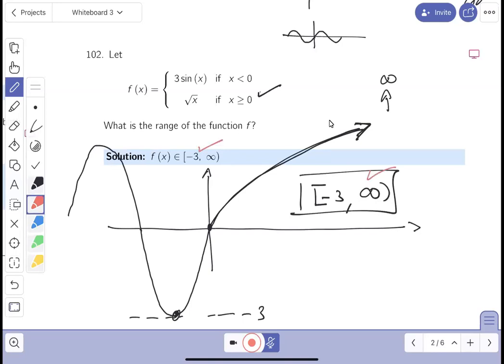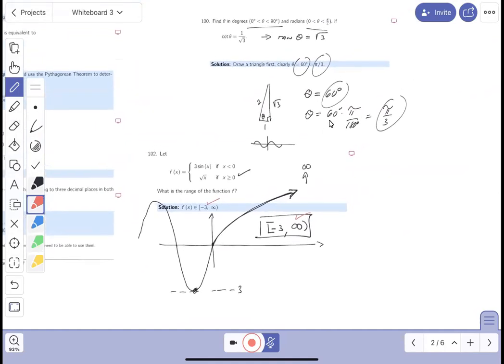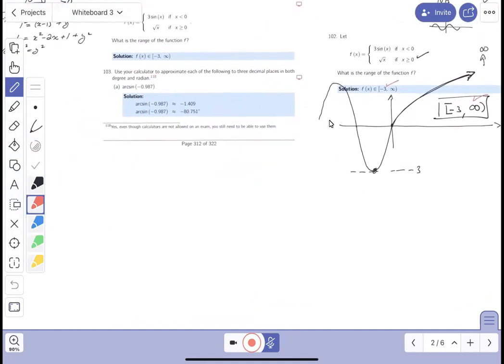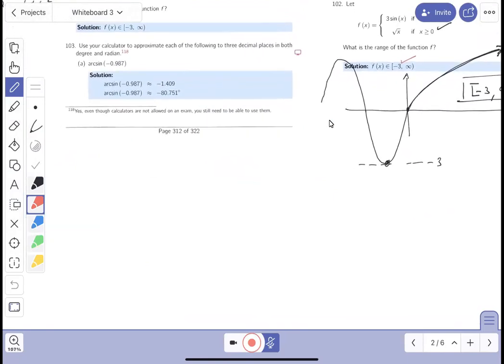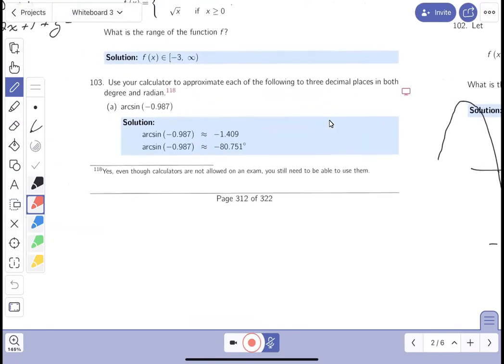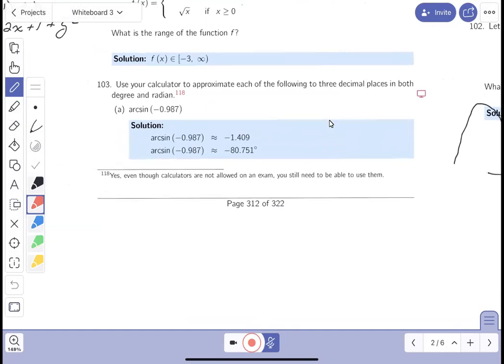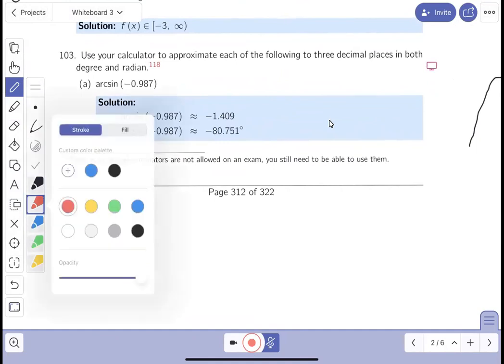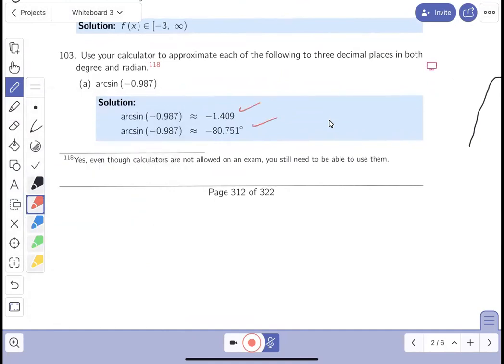All right, let's go to 103. And let's see if I got 103 on this page. Yep, I got it right here. All right. Now 103 is a calculator problem, and I guess you need to trust me on this thing over here, but they want me to use my calculator. Yes, we want you to use a calculator, and you should be able to verify these numbers. Then you have to know the difference between degree and radian mode, though, right?